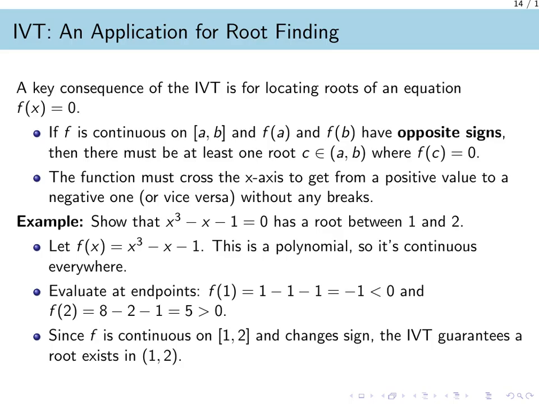For example, let us show that the equation x cubed minus x minus 1 equals 0 has a root between 1 and 2. Our function is a polynomial, so we know it is continuous everywhere. At x equals 1, the function's value is -1, and at x equals 2, its value is +5. Since the function is continuous, and its sign changes from negative to positive, the theorem guarantees at least one root exists between 1 and 2. So a sign change for a continuous function is all we need to prove that a solution exists.